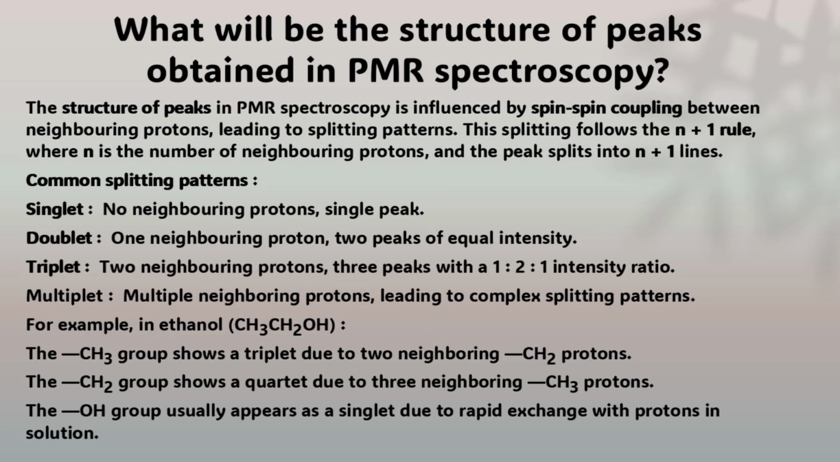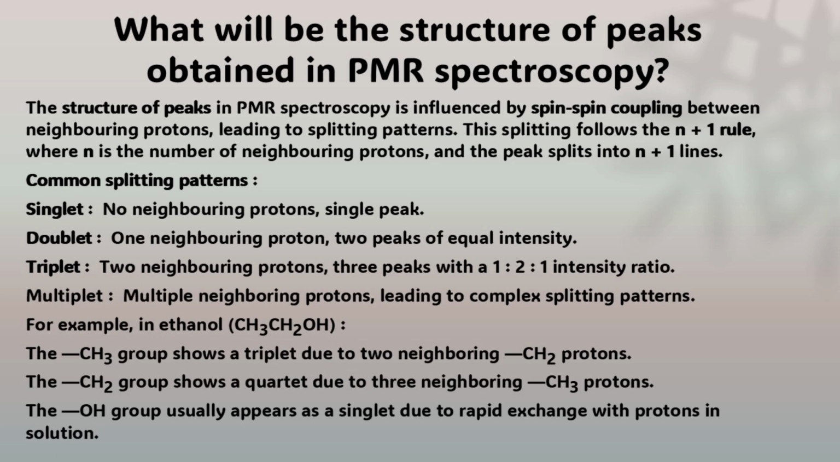The next question is question number 50. What will be the structure of peaks obtained in PMR spectroscopy? The answer to this question is, the structure of peaks in PMR spectroscopy is influenced by spin-spin coupling between the neighboring protons, leading to splitting patterns. This splitting follows the n+1 rule, where n is the number of neighboring protons and the peak splits into n+1 lines. Common splitting patterns. Singlet: no neighboring protons, there will be only one peak or single peak.